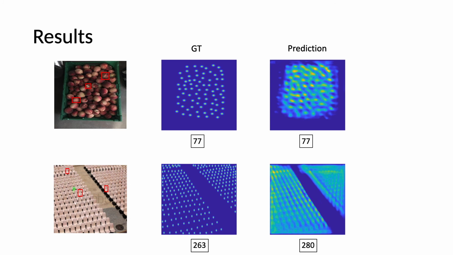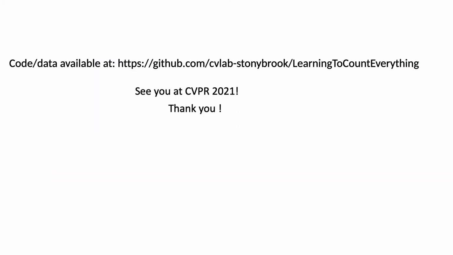Here we show a few input images with the exemplars, the ground truth maps, and the corresponding prediction obtained by FAMNet. For more quantitative and qualitative results, please check out our paper.